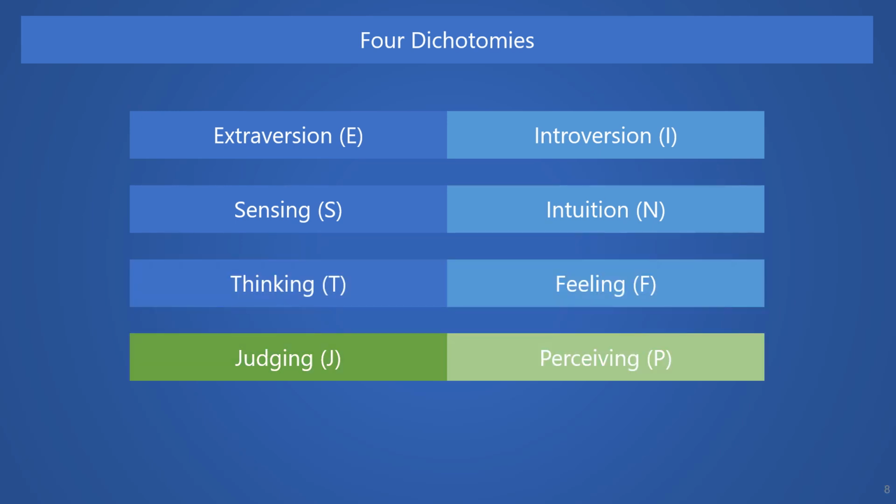Judging, perceiving. Judges prefer a structured, organized, and planned lifestyle. They tend to make decisions and have things settled and decided. Perceivers prefer a flexible, spontaneous, and adaptable lifestyle. They like to keep their options open and are comfortable with change and unpredictability.